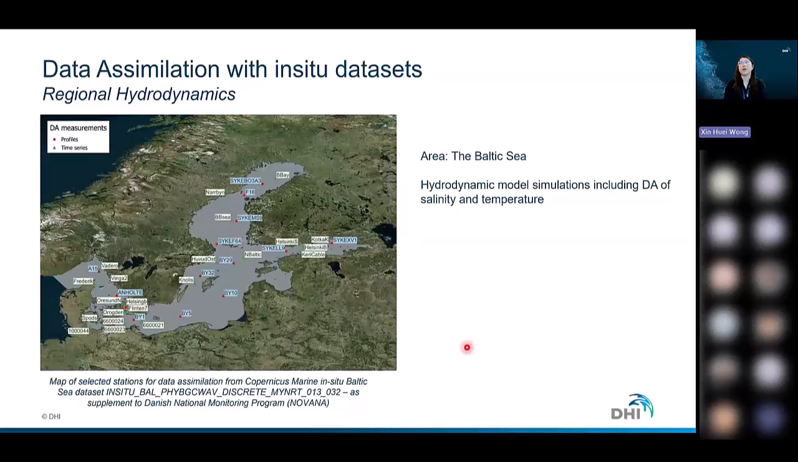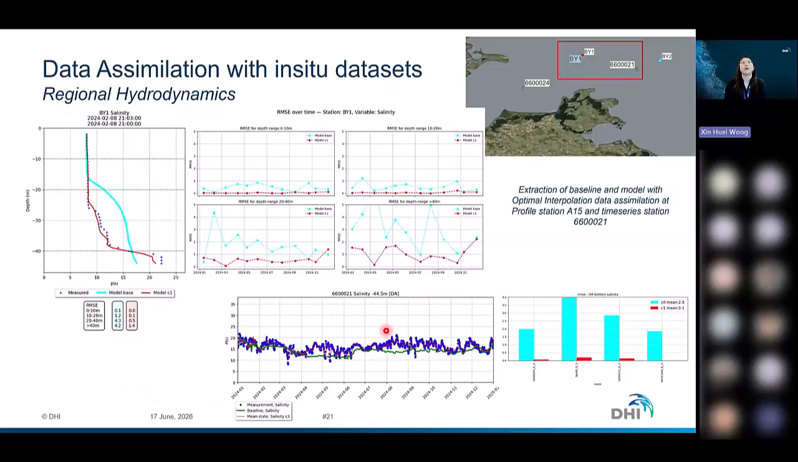We carried out hydrodynamic model simulations, including data assimilation of salinity and temperatures. This is an overview of the stations selected from the Copernicus Marine in situ Baltic Sea dataset to supplement the Danish National Monitoring Program. This is an example of how the salinity stratification and bottom salinity have been improved after we forced the model with the temperature profile that we have obtained.